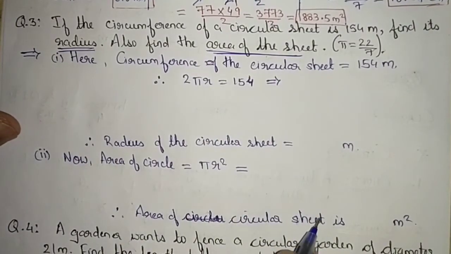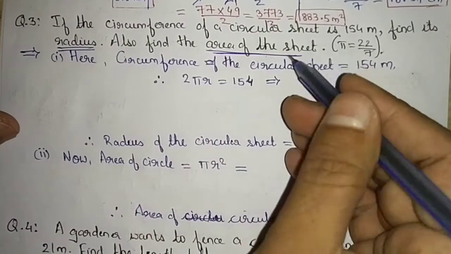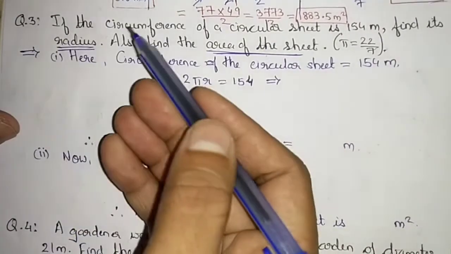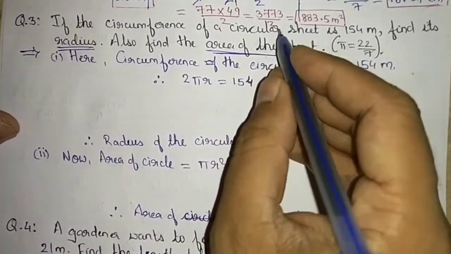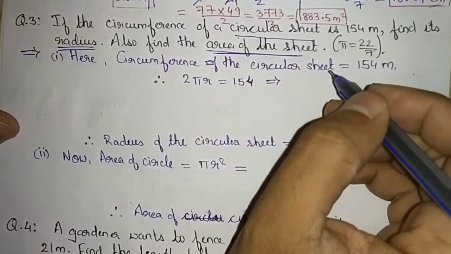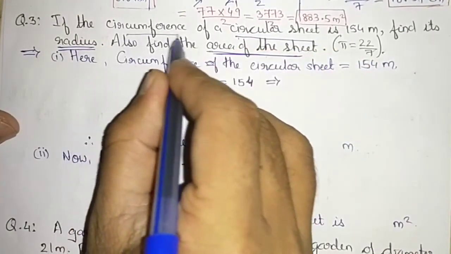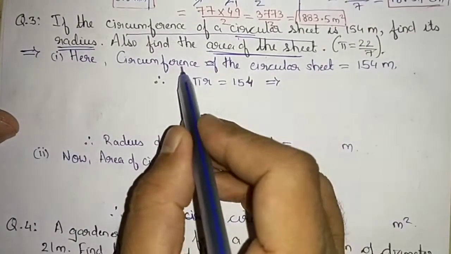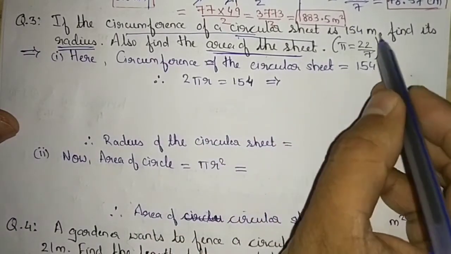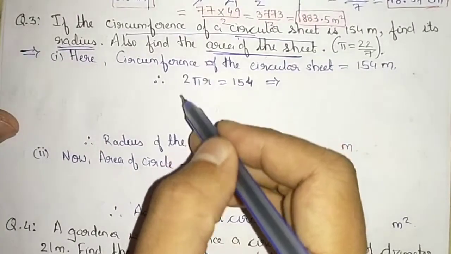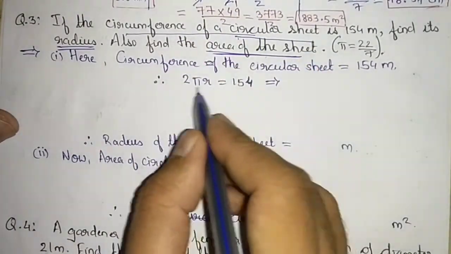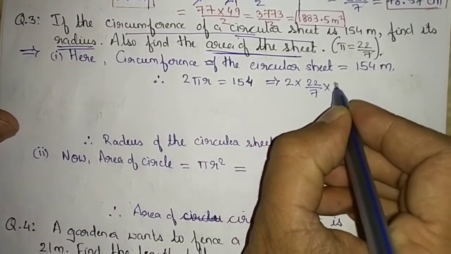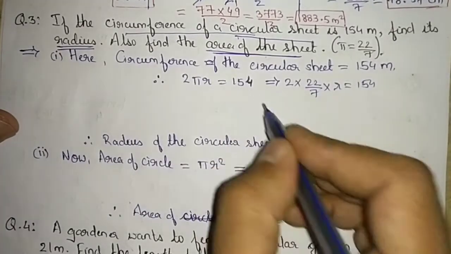Area of sheet is nothing but area of circle, because it is a circular sheet. So for finding area of sheet, we will require r, that is radius. And for finding r, where will we get it? We will get it from the circumference of the circular sheet. So we will write like this. Here circumference of the circular sheet is 154 meter, and what is the formula for circumference? It is 2 pi r. Placing it in the formula, 2 into 22 by 7 into r is equal to 154.